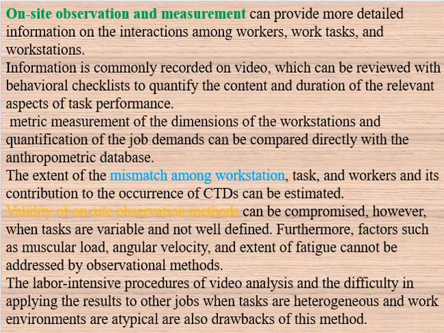On-site observations and measurement can provide more detailed information on the interactions among workers, worker tasks, and workstation. Information is commonly recorded on video, which can be reviewed with behavior checklists to quantify the content and duration of the relevant aspect of the task performance. Basically, metric measurement of the dimensions of the workstation and quantification of the job demands can be compared directly with the anthropometric database. The extent of the mismatch among workstation, tasks, and workers and its contribution to the occurrence of the CTDs can be estimated.